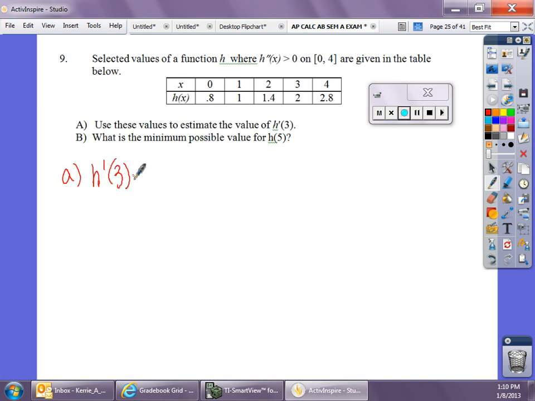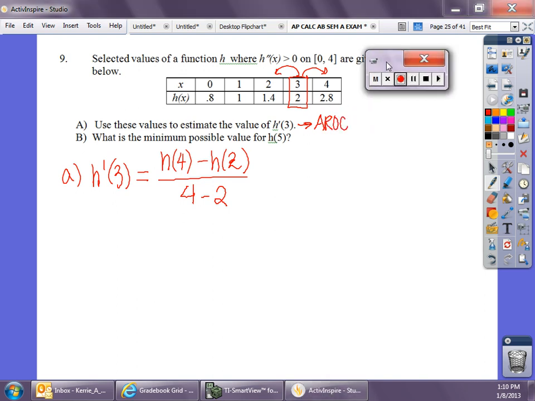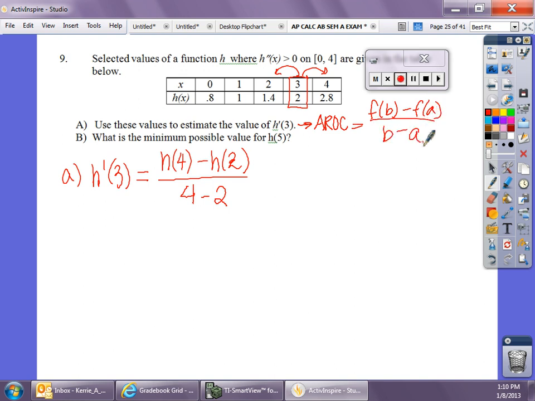When you estimate h prime of 3, the way you do that is you use 1 point before and 1 point after. So really I do h of 4 minus h of 2 all over 4 minus 2. So I'm using the average slope. To estimate, you're really doing average rate of change. Average rate of change looks like f of b minus f of a all over b minus a, not the actual derivative. And so h of 4 is 2.8 minus 1.4 all over 2. So you end up with 1.6 over 2, which is 0.8.